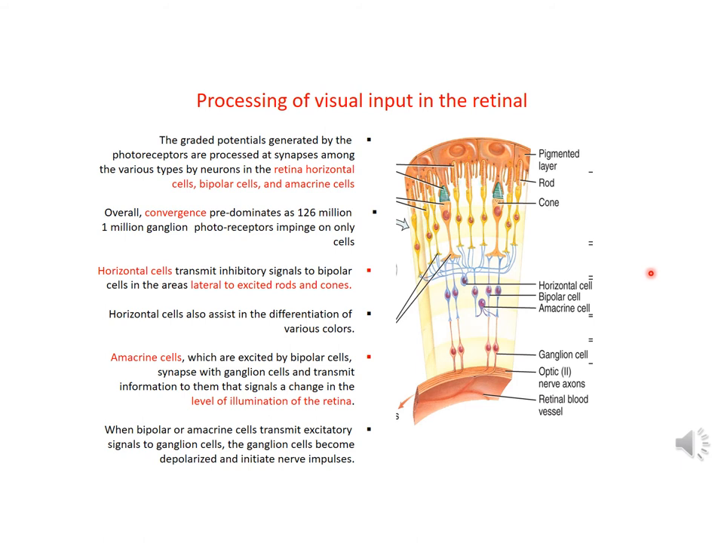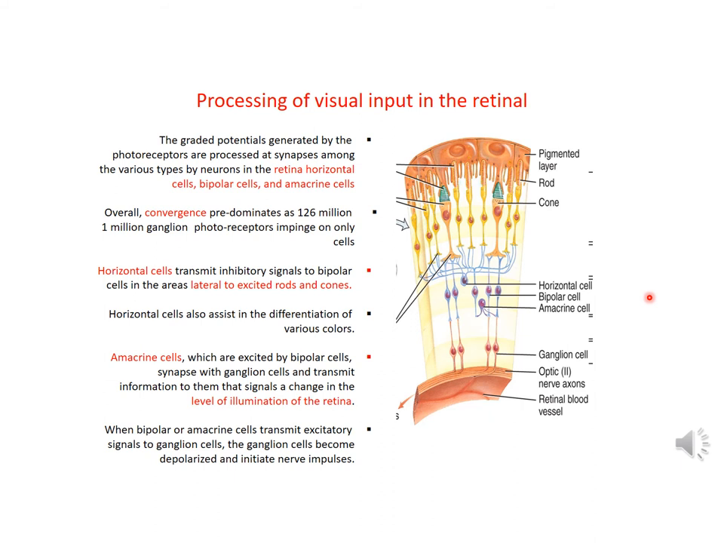What is the meaning of lateral inhibition? If we would like only this pathway to work and inhibit this signaling pathway, this inhibitory interneuron is going to focus the response on this pathway and inhibit the other bipolar cells lateral to the excited rods and cones, allowing these signals only to be transmitted from the photoreceptors to the bipolar cells to the ganglion cells. And you will study more in detail, inshallah, in the HNS course in the future.